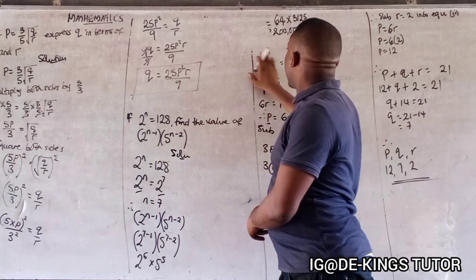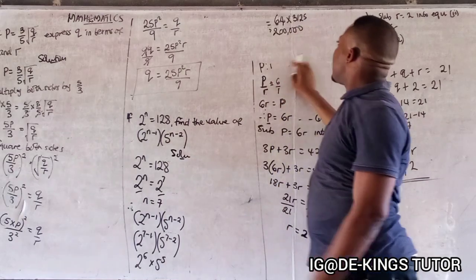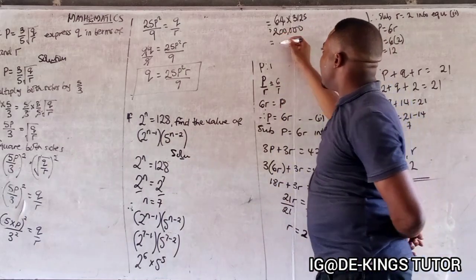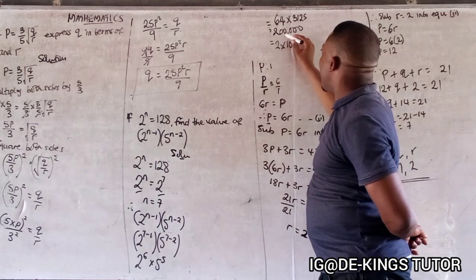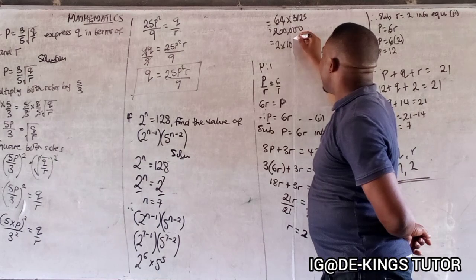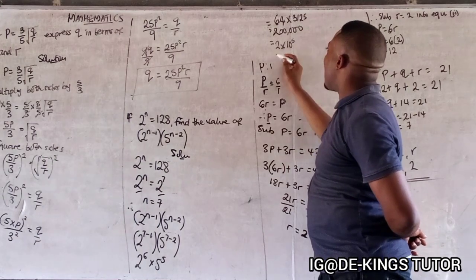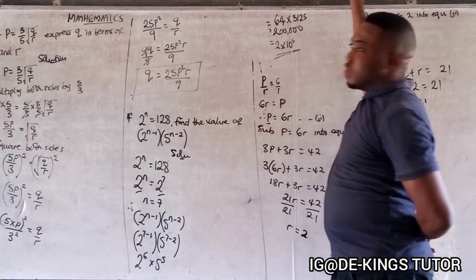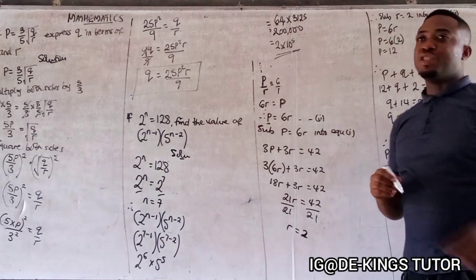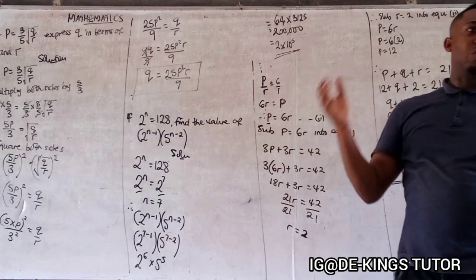Okay, 200,000. Now we can express this in terms of standard base. So it can be 2 times 10 raised to the power of 1, 2, 3, 4, 5. It can be 2 times 10 raised to the power of 5. So whichever way, it is now your option for JAMB. I will not tell you where to stop.